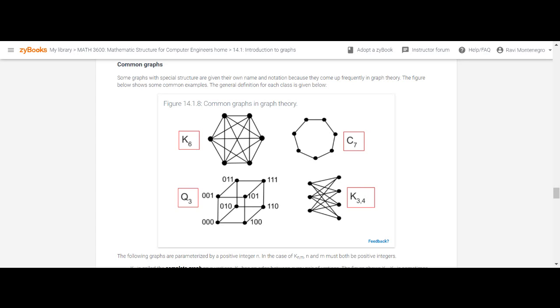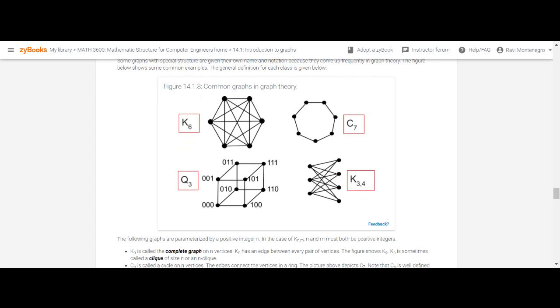I am going to skip the hypercube example, Q3. You don't need to know that for here.